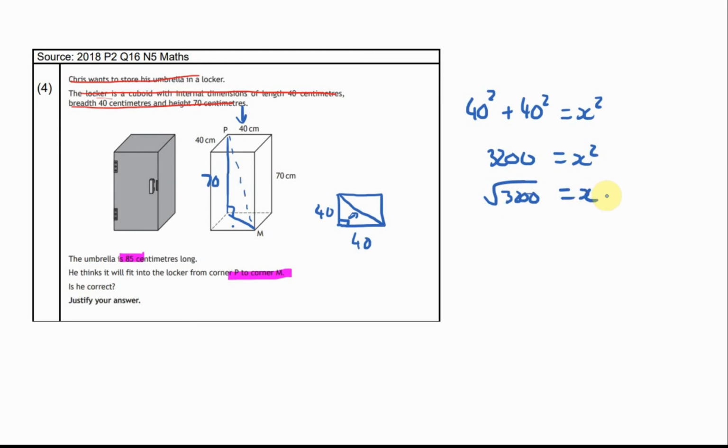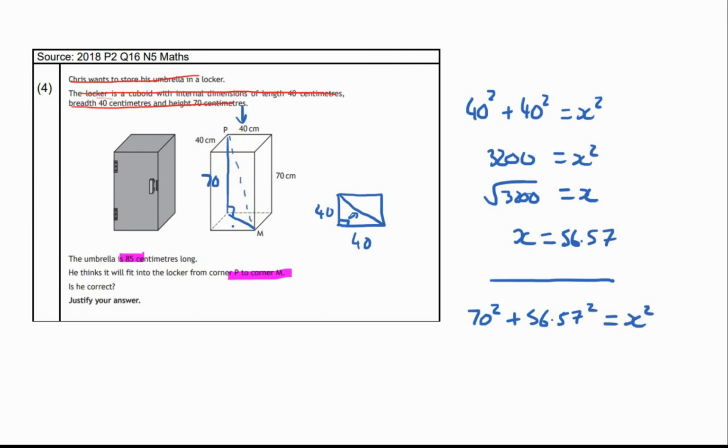Let's do that in the calculator. The square root of 3,200 is 56.57. So x is equal to 56.57. And to get to that number, that was 40 squared, which is 1,600 plus 1,600. So now I know this length here. I need to do Pythagoras one more time. To get this bigger length, I'm now going to do 70 squared plus 56.57 squared, and that's going to be equal to this length here.